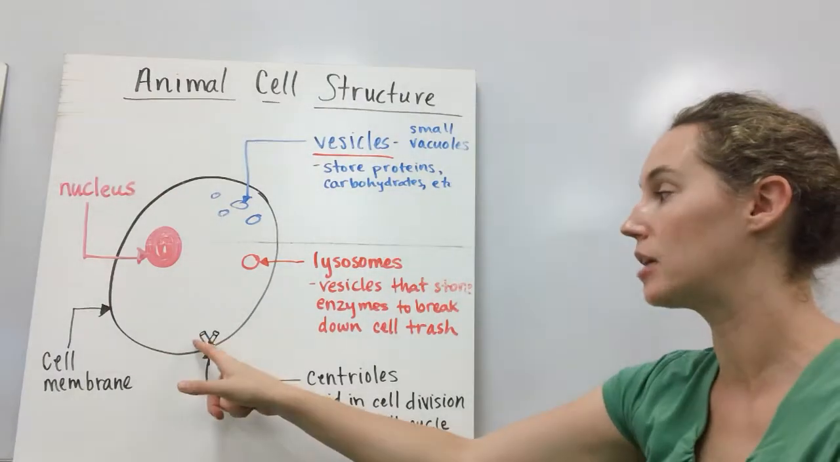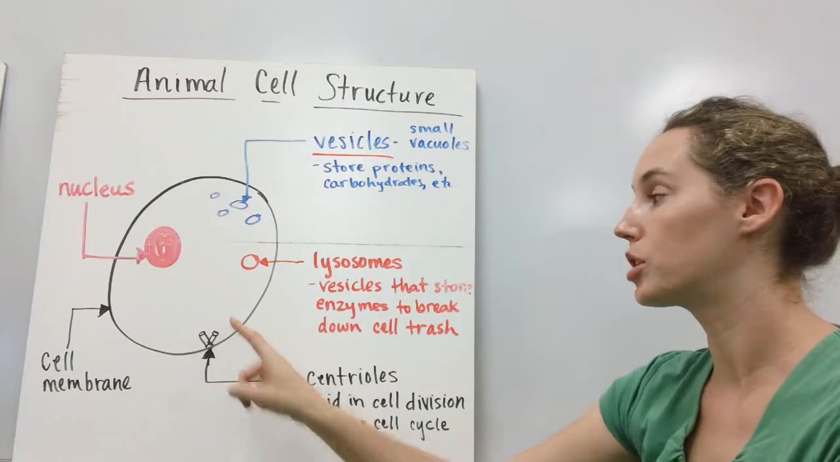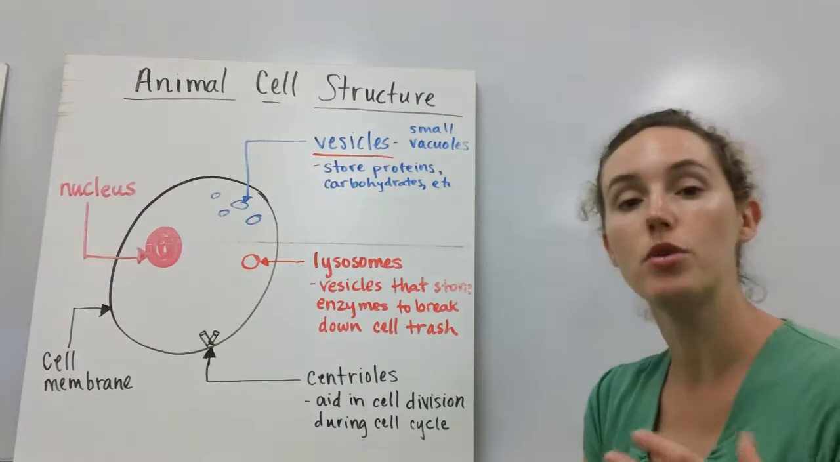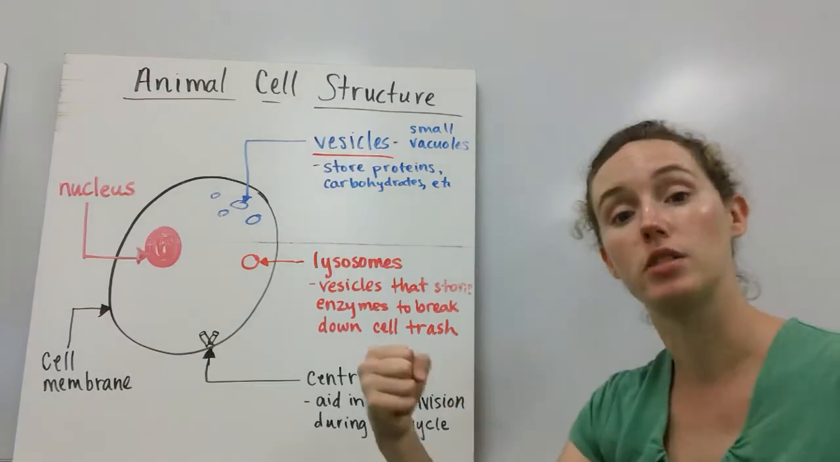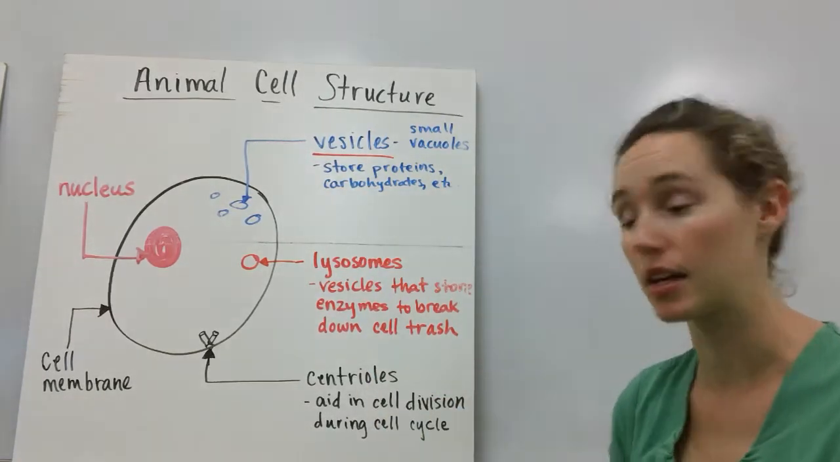And then finally, animal cells have some structures called centrioles. And centrioles are important in animal cell reproduction. They're what's going to pull the cell apart. We'll look more about that in a second.